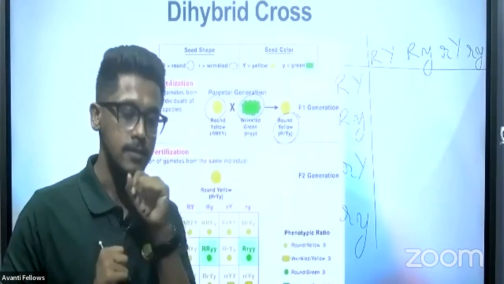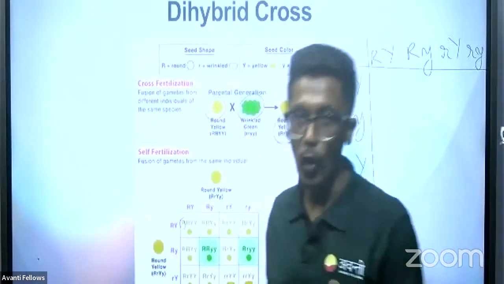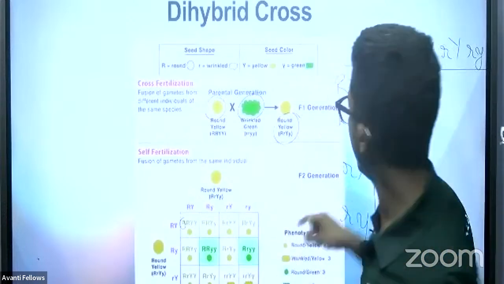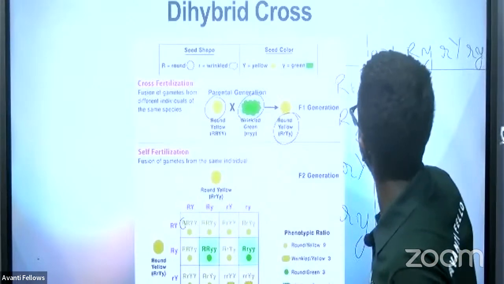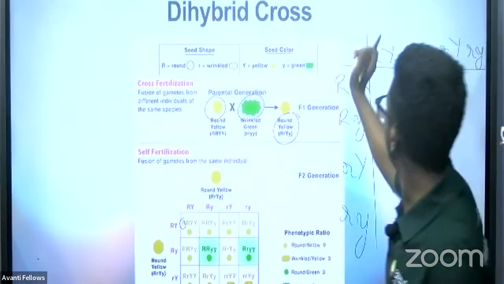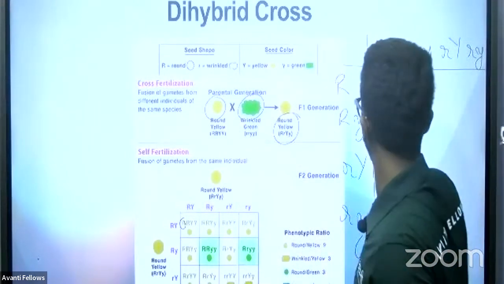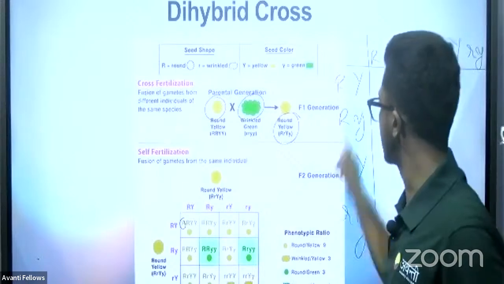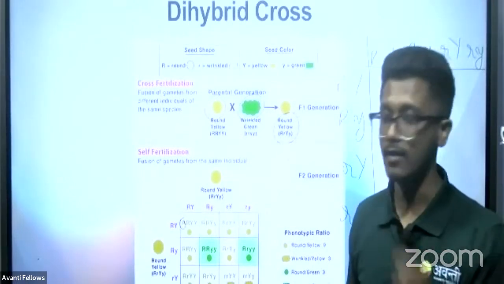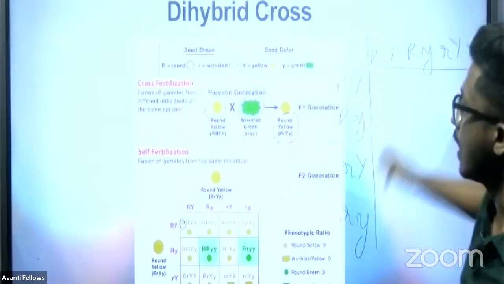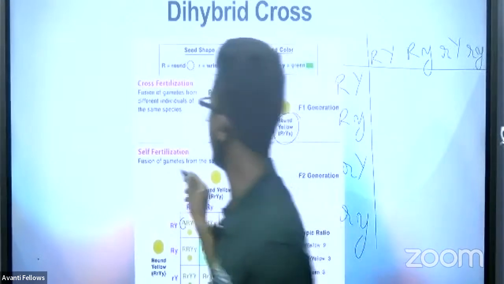The thing is, many students, when you write your paper in the board examinations, forget to take the combinations here. Some people will write RR like this. No, guys, don't do that. One to one combination. If I take R, I should go for Y. Go for both capitals, one capital and one small, one small and one capital, both smalls. That's it. Very simple, right? So you do the same thing and construct a beautiful square. If I construct a beautiful square, my F2 generation is done.